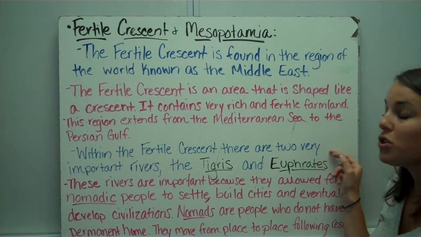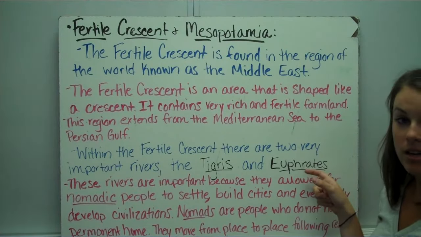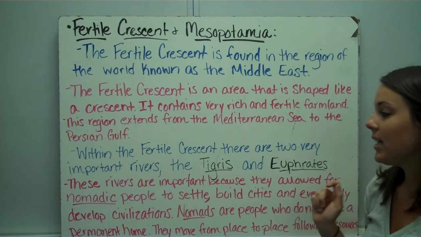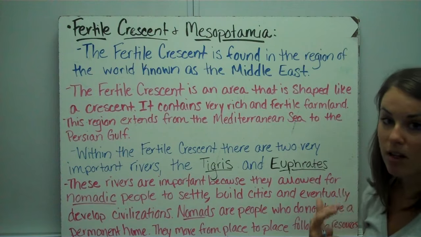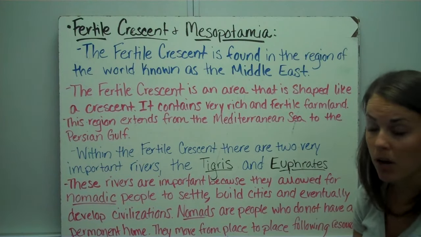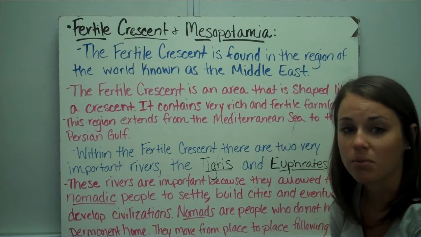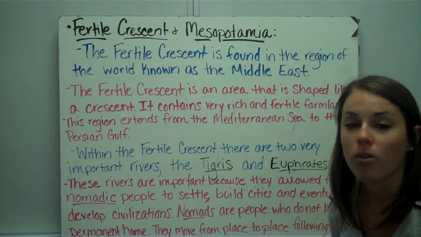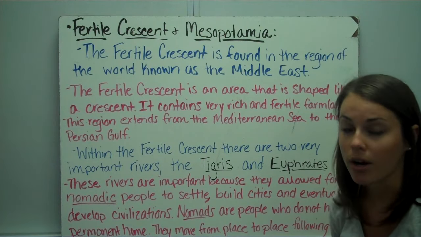Within the Fertile Crescent, there are two very important rivers, the Tigris River and the Euphrates River. These rivers are very important because they allowed for nomadic people to build cities and eventually develop civilizations. Nomads are people who do not have a permanent home. They move from place to place following resources. Therefore, they move from place to place either following a herd of animals or they were constantly on the move looking for resources like water.